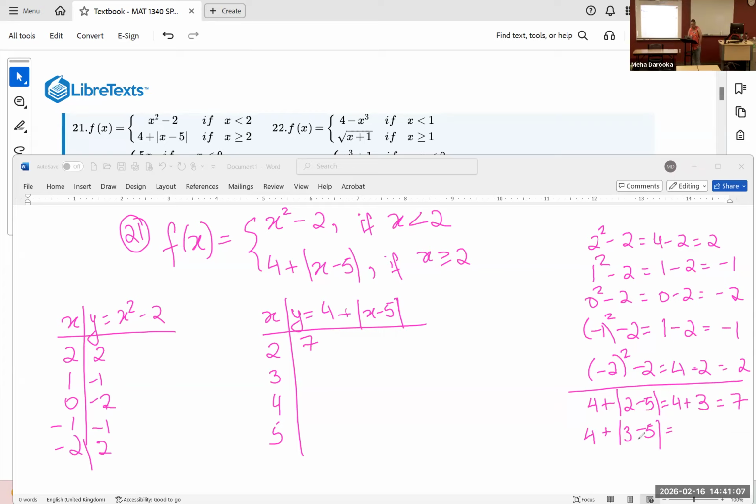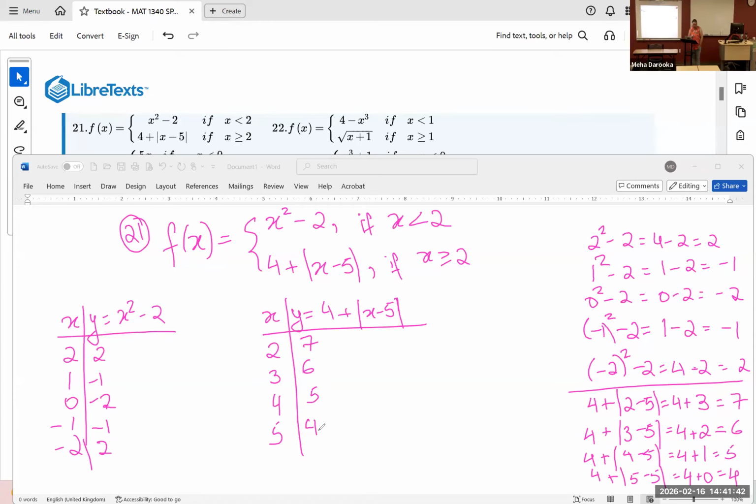4 plus the absolute value of 3 minus 5 will, of course, be 4 plus the absolute value of -2. The absolute value is +2, so that's a 6. 4 plus 4 minus 5 inside the absolute value is 4 plus 1, which is a 5. And then the last one, can you see that? Yeah, 4 plus 5 minus 5, of course, is the absolute value of 0, which will give us a 4.